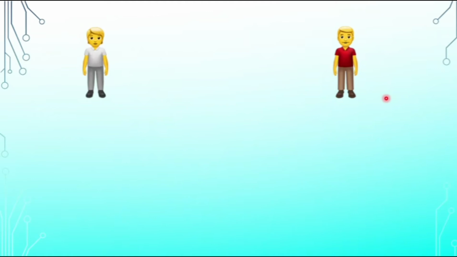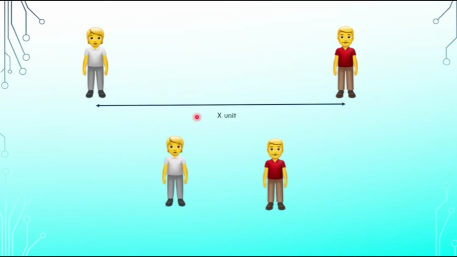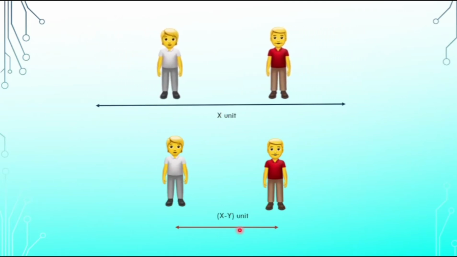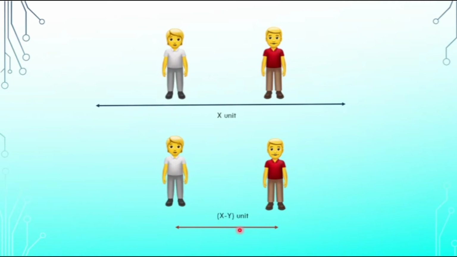You are standing far apart from each other, but you want to speak something secret to your friend. So both of you need to come closer. Let's say your distance is x unit. If you want to come closer, that means this distance should reduce. Let the reduced distance be x minus y. How can this distance x become x minus y? The only way is that both of you come closer, right?